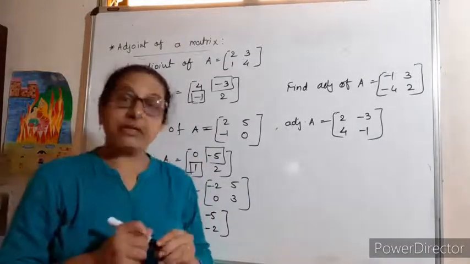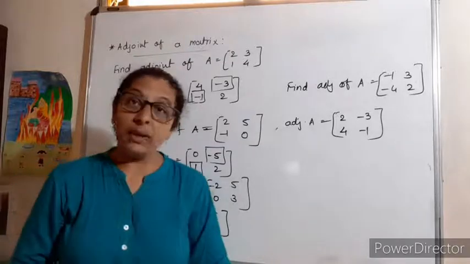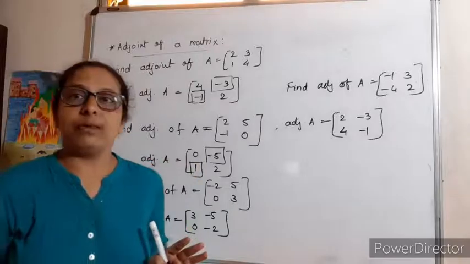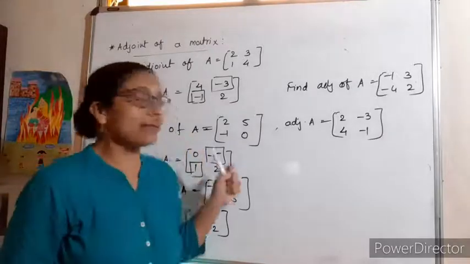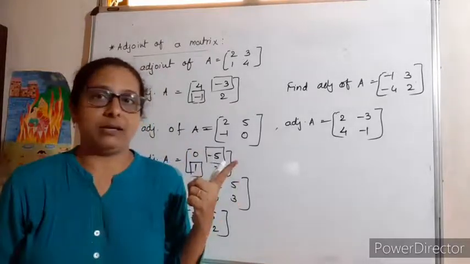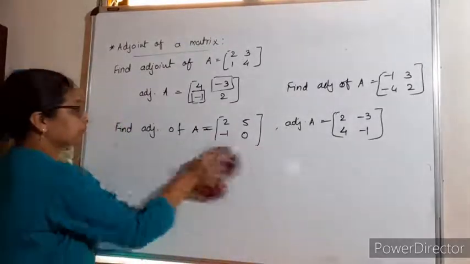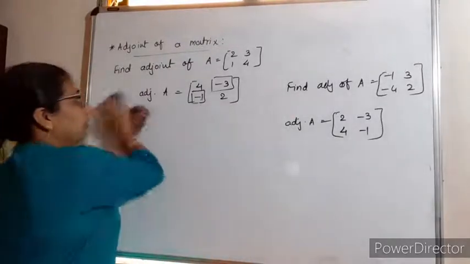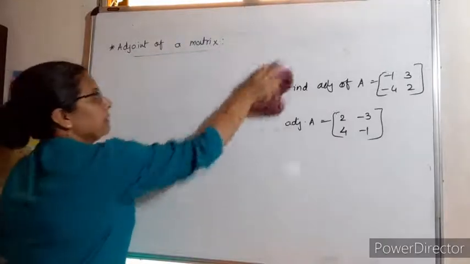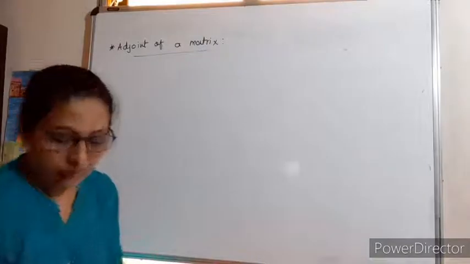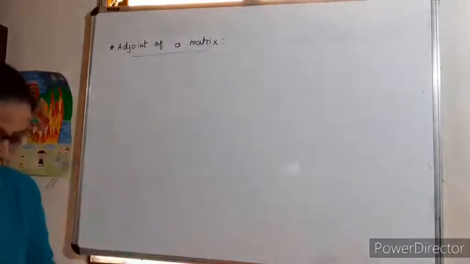Now we will find the adjoint of 3 by 3 matrix. It is also easy, my dear student. You just concentrate that how I am doing. आपको पता चल जाएगा, right? So all these examples you have to write. आप अपने आप करने की try कीजिए. It will practice a lot.